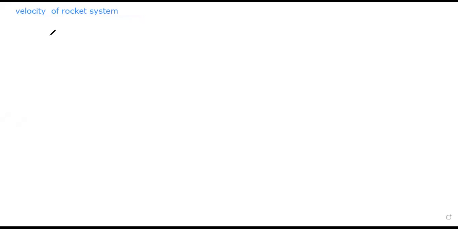Right. So today's lesson is about velocity of the rocket system. In this lesson, we are going to derive an equation for the velocity of the rocket system.